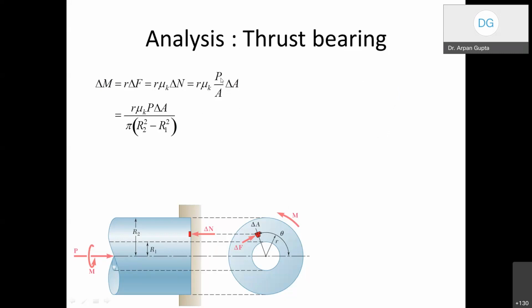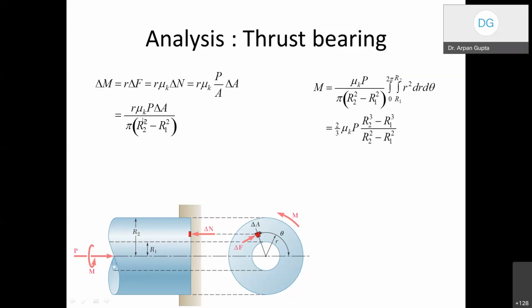And with this assumption, we can write this small friction force multiplied by small r will give us the small moment required to move this small area, right? And which can be simplified to something like this. So this area is pi times r2 square minus r1 square. And after this, we can integrate this expression. So this is what we have done here.